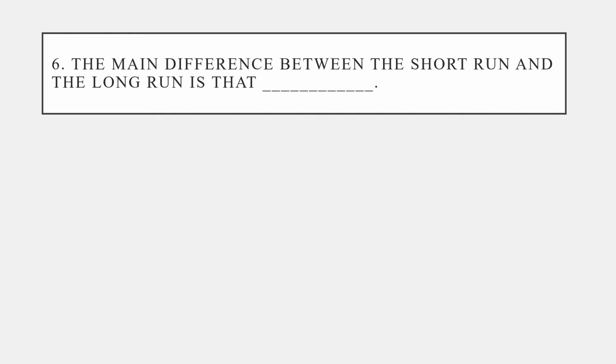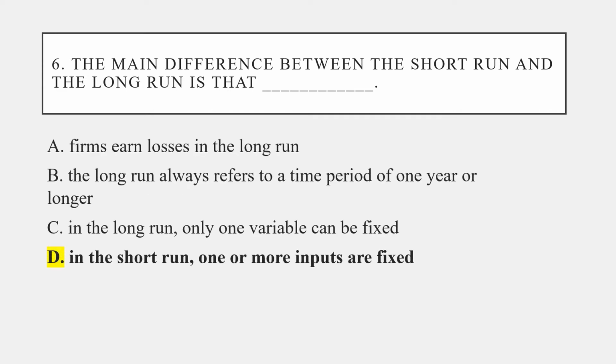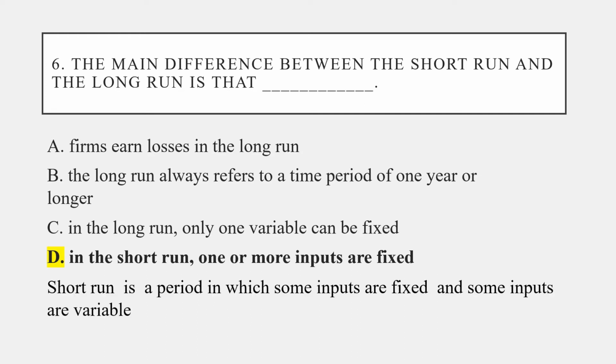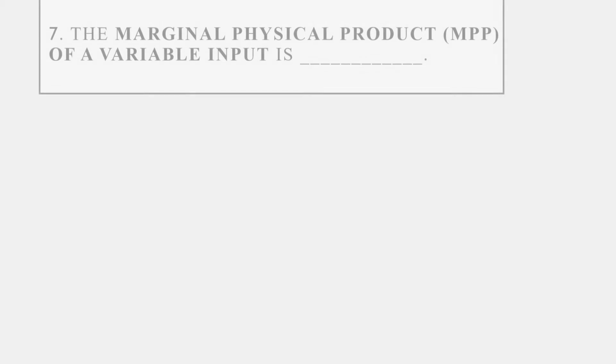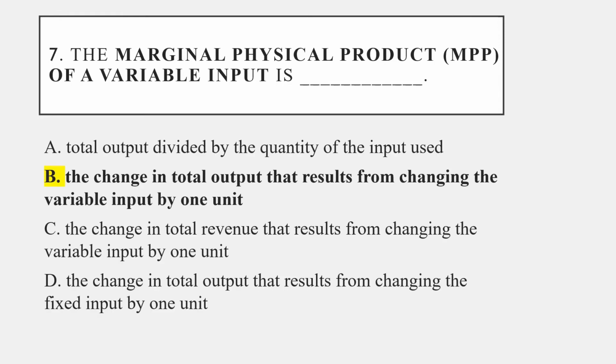6. The main difference between the short run and the long run is that in the short run one or more inputs are fixed. This is because the short run is a period in which some inputs are fixed and some inputs are variable. 7. The marginal physical product, MPP, of a variable input is the change in total output that results from changing the variable input by 1 unit.